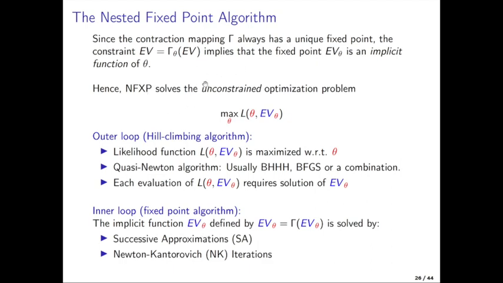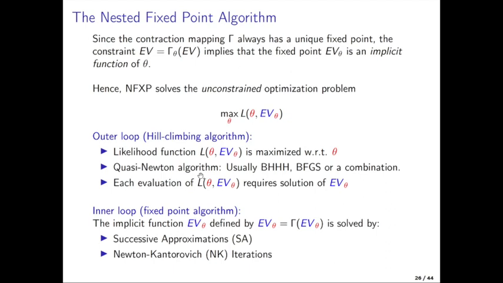Okay. One of the things we highlight here, compared to MPEC that we'll talk about next time, is that this is actually an unconstrained optimization problem, because every time the likelihood function is evaluated, we calculate EV at the present set of parameters. So it's imposing that constraint directly. It's imposing that the Bellman equation is holding. Okay. So the likelihood function here is maximized with respect to theta.